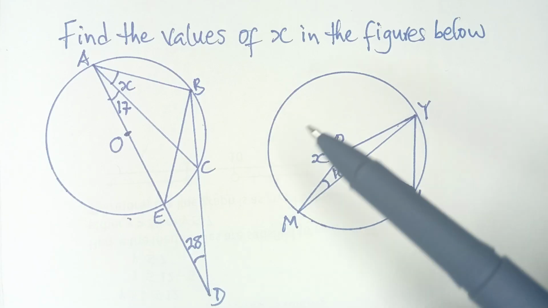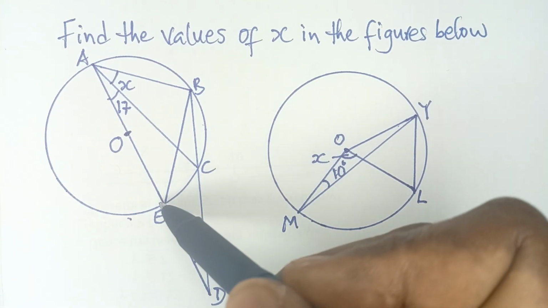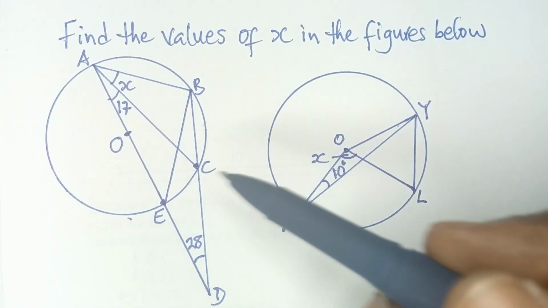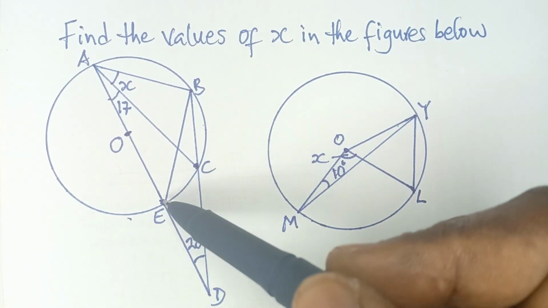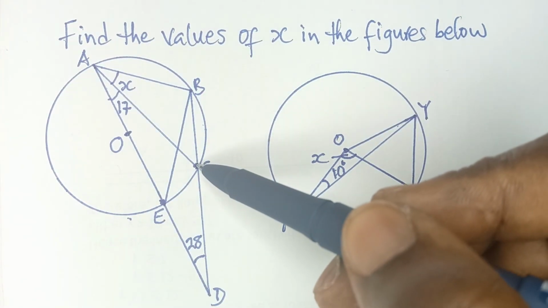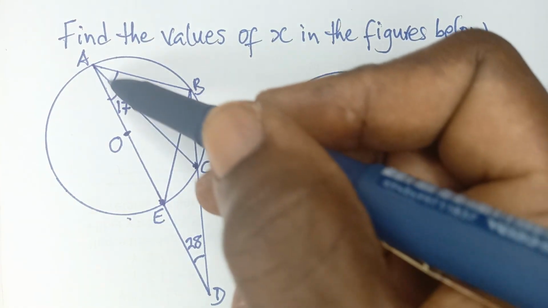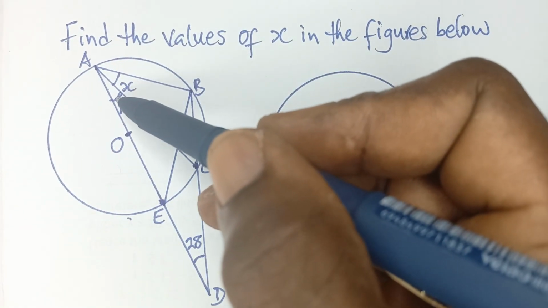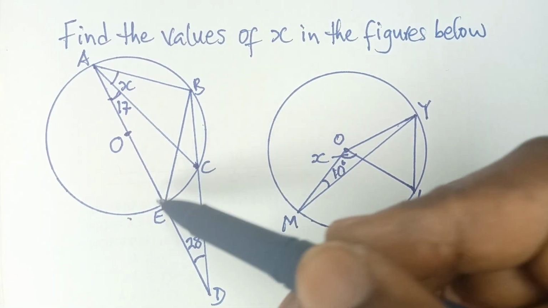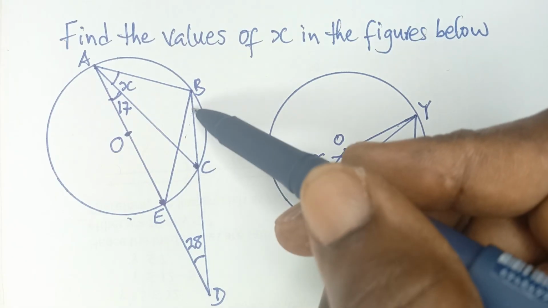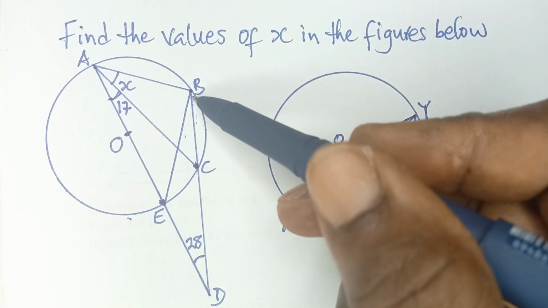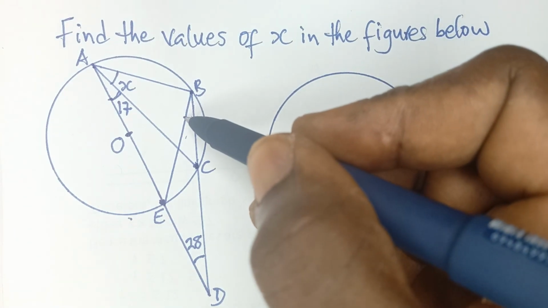Now for us to find this value of x, let's look at these two points, E and C. If you look at points E and C, we have this line going to the circumference of the circle, and from point C, we have a line going to the circumference of the circle to form this angle 17. In the same way, from point E and C again, we also have a line coming to the circumference of the circle, and then from point C, it moves to the circumference of the circle to form this angle.